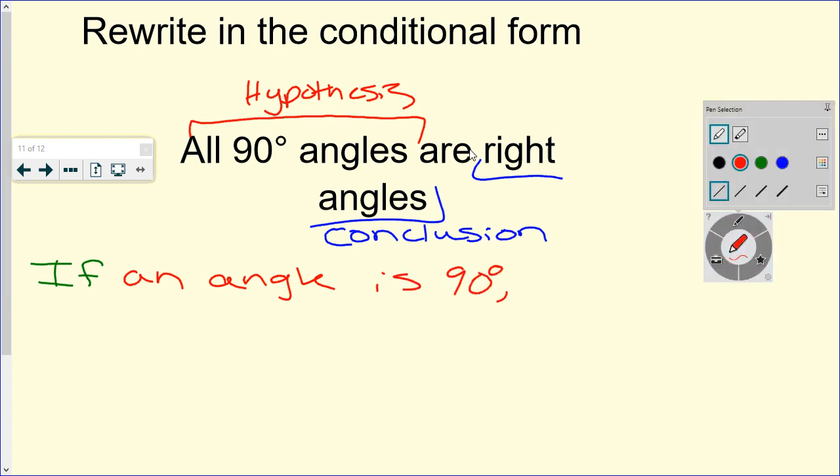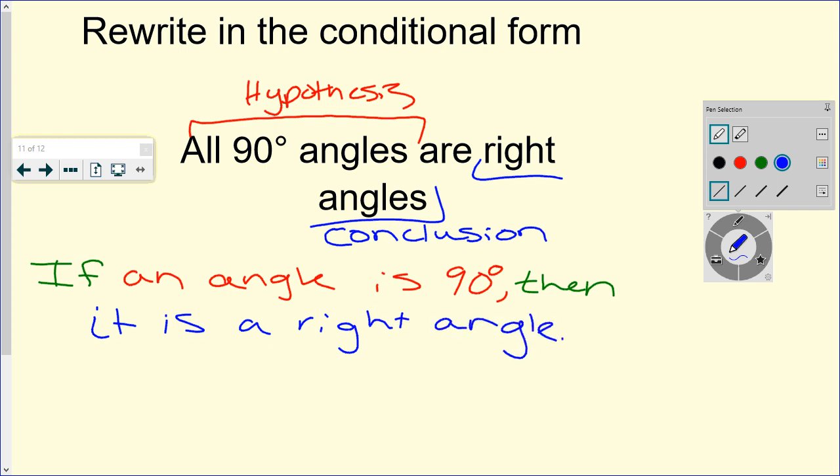Then. That keyword we're going to use there is then, comes right before our conclusion. And our conclusion, what did we define? It is a right angle. So when we're looking for our conclusion, we're looking for the result. We're looking for something we can define.